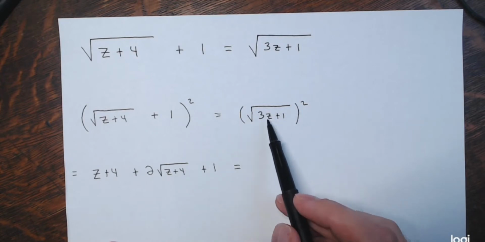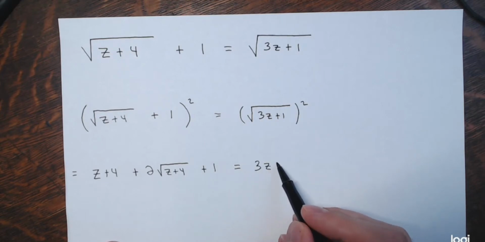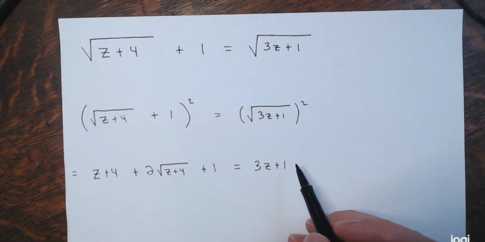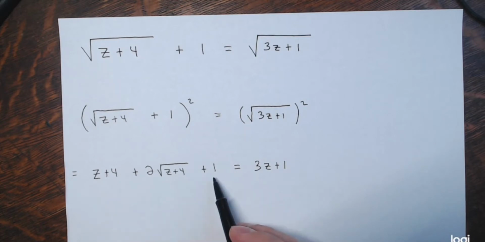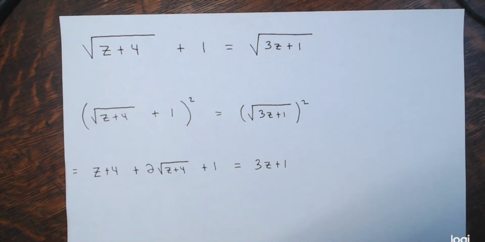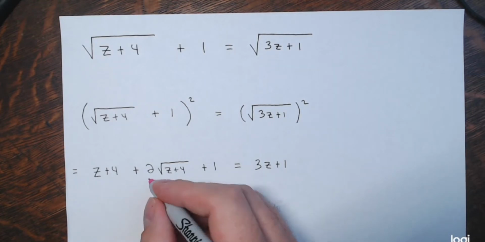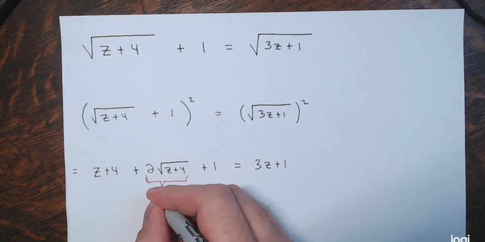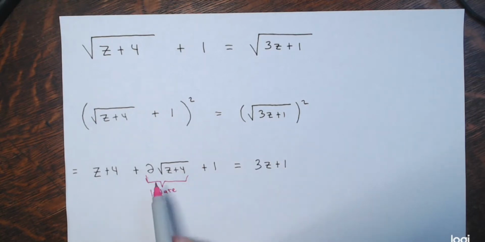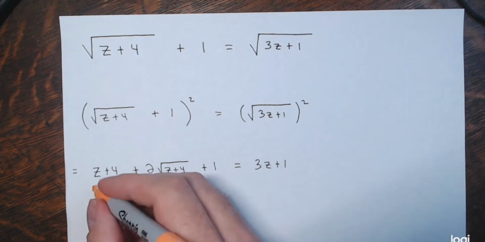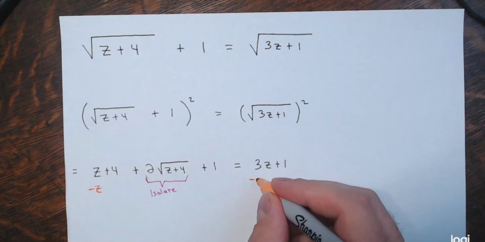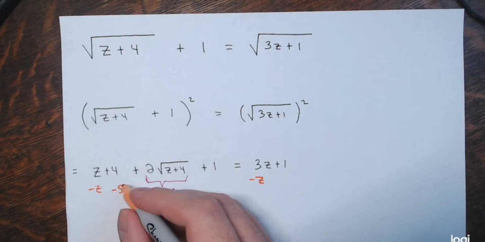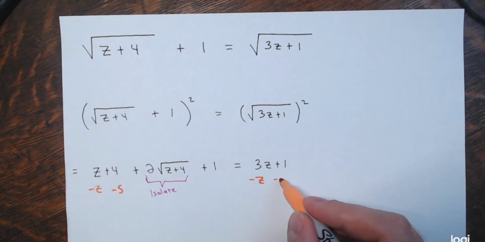And the other side's simple. The square root of something and then to the second power, that undoes the square root. Just left with 3z plus 1 over here. And then combining some like terms, the 4 and the 1 go together, but you know what, I'm just going to say, here's the radical term that I need to isolate. Get this 2 times the square root of z plus 4 alone. So in order to do that, I'd subtract z from both sides and subtract 5 from both sides, because 4 plus 1 is 5. So minus 5.